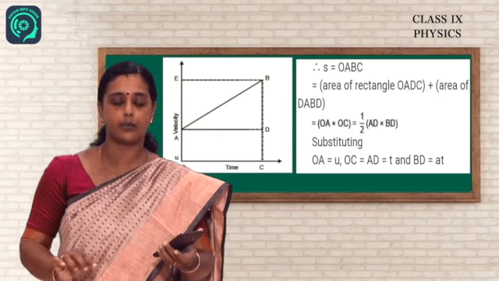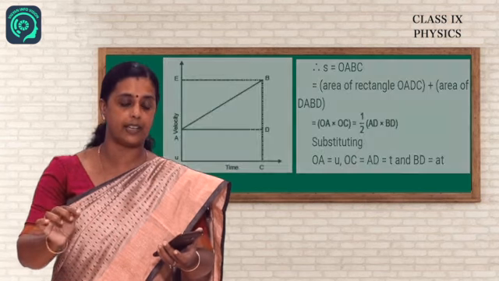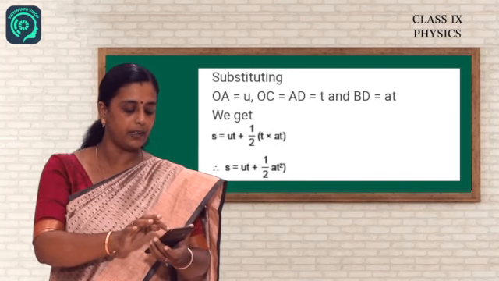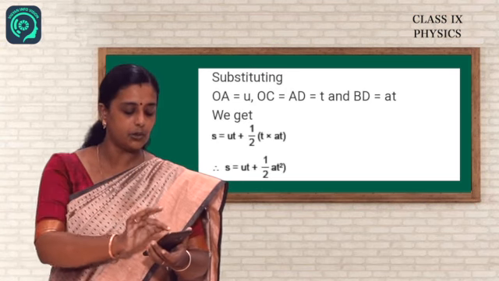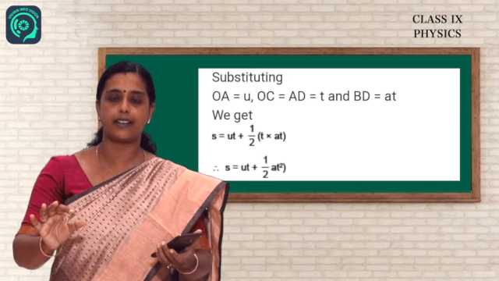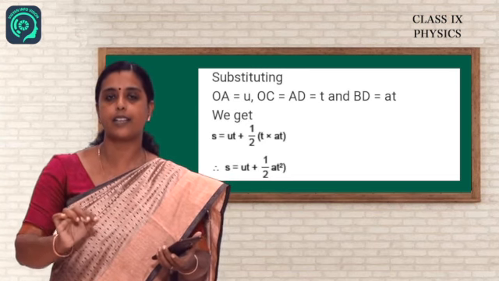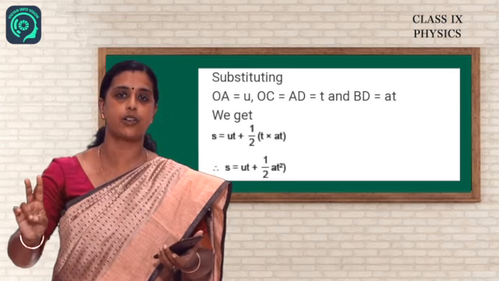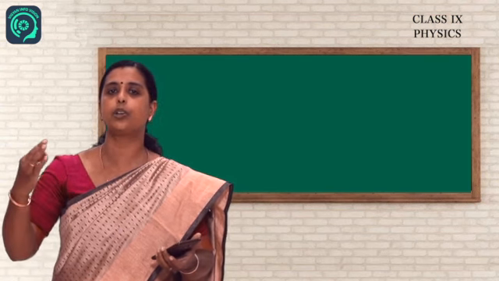So, you are substituting the values. What is the value for BD? In the previous equation we got BD is equal to at. So, we are substituting s is equal to half into BD into AD. BD is same as at into t, that is half at square. And then what is the area of the rectangle? It is same as OA into OC, that is same as u into t. So, we are getting the expression s is equal to ut plus half at square. This is the second equation of motion. I hope you have understood the first equation and the second equation. Now, let us move on to the third equation.